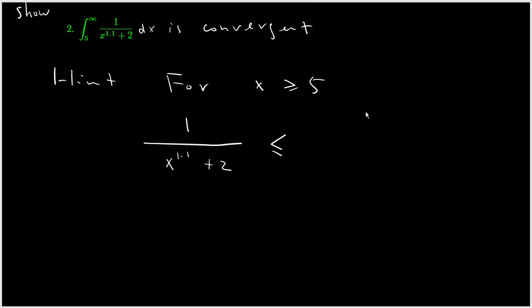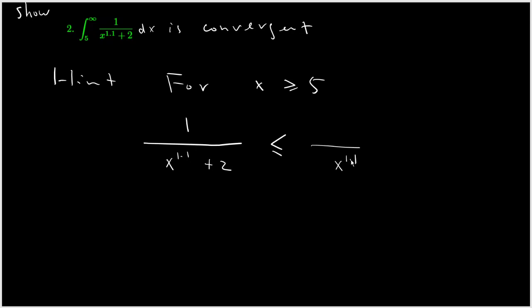To make the whole thing bigger, you can make the denominator smaller. Anybody want to write in the chat or speak up, tell me which function you want to use as a bigger function? The bigger function is convergent. When the denominator is smaller, the whole thing is bigger. Yeah, it's just x to the power of 1.1 on the denominator. Yeah, that's right, that's good.